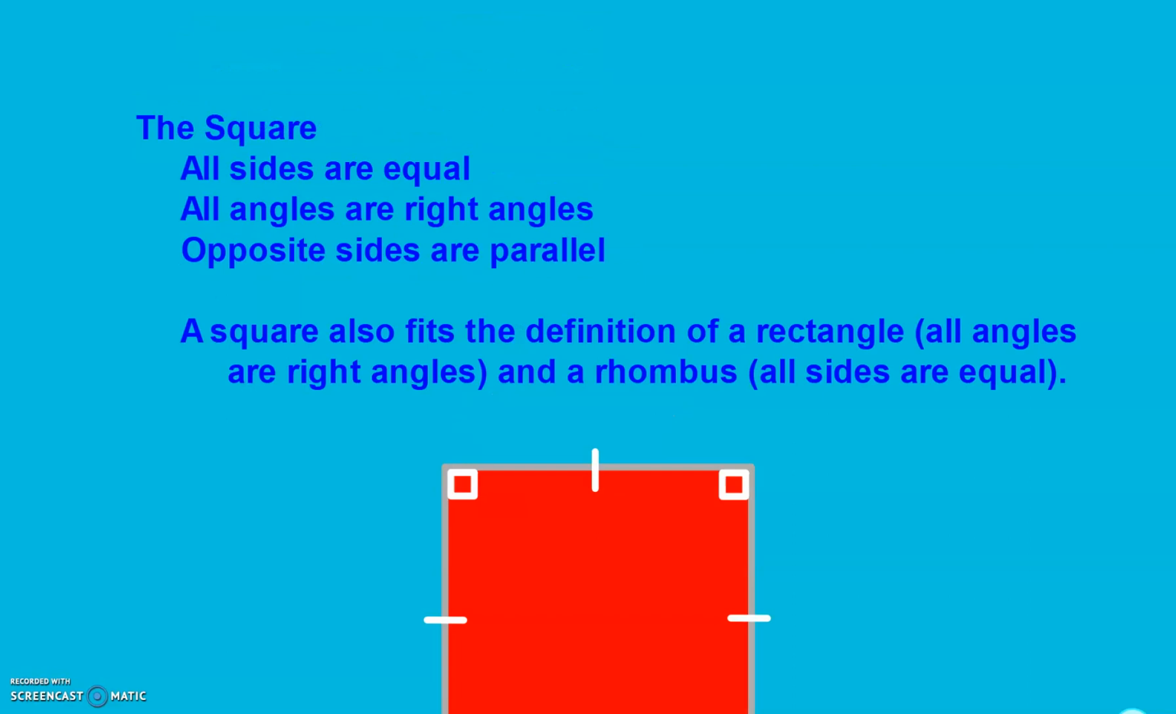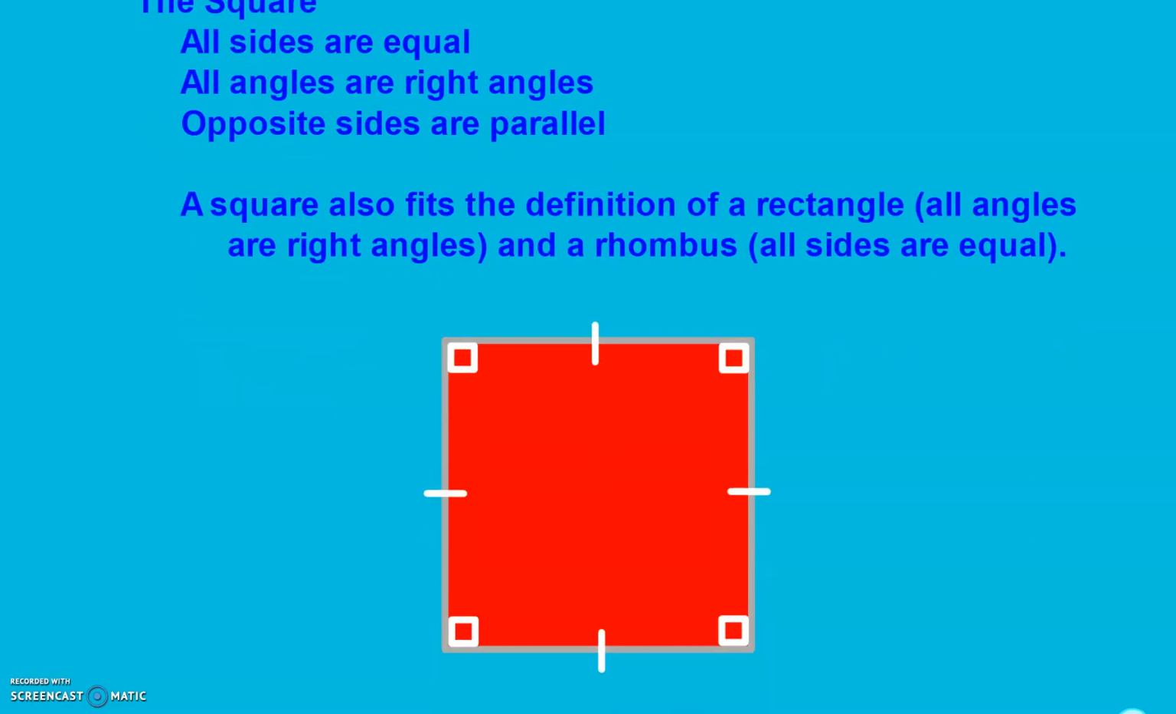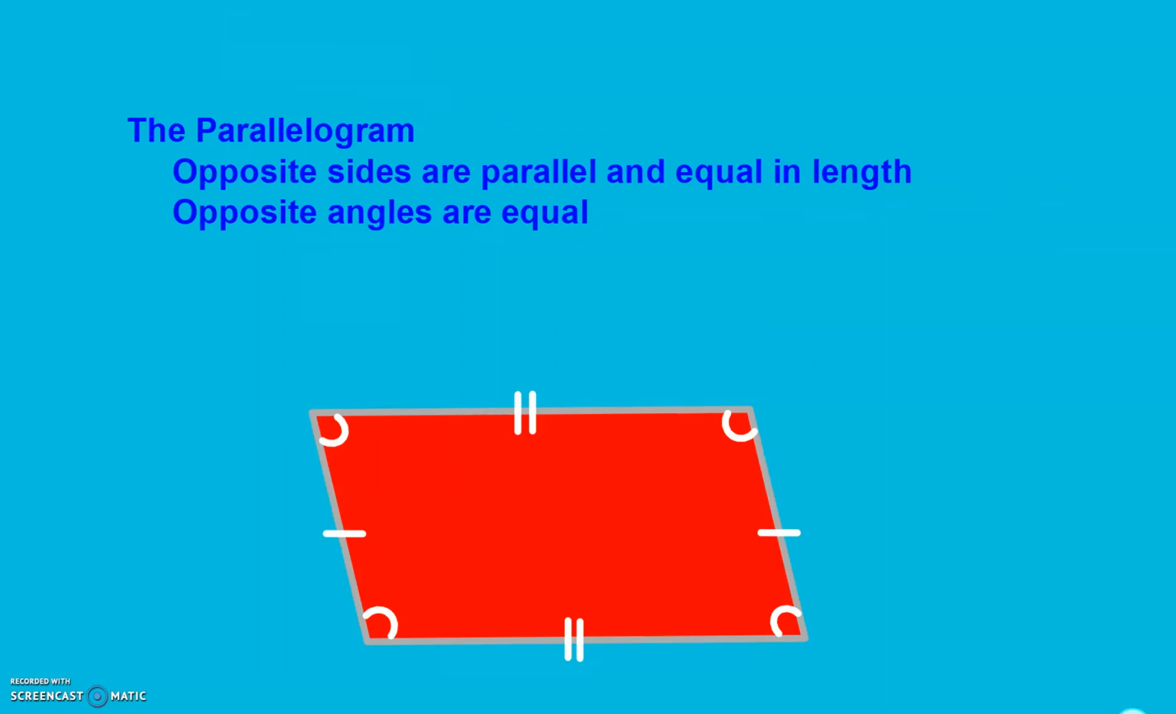In a square, all sides are equal, all angles are right angles, and opposite sides are parallel. So a square also fits the definition of a rectangle in that all angles are right angles, and a rhombus, all sides are equal. It's also a parallelogram. We just haven't gotten there yet.